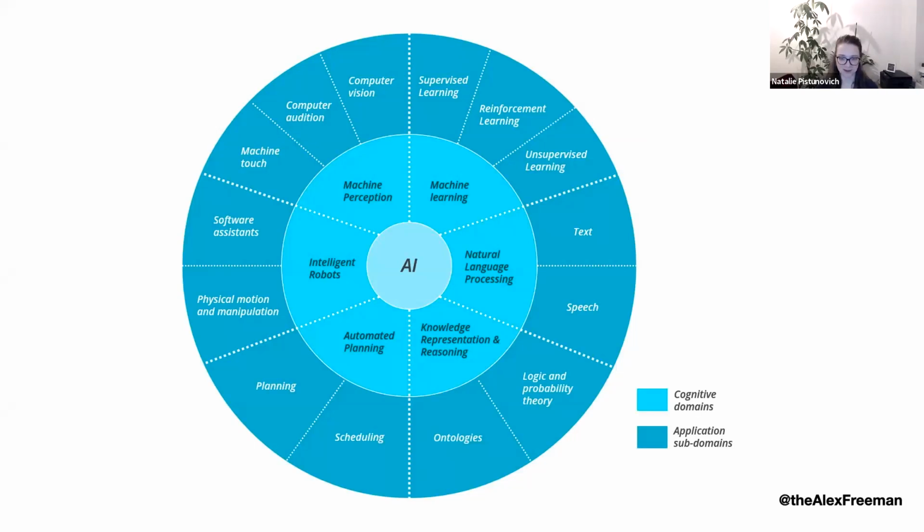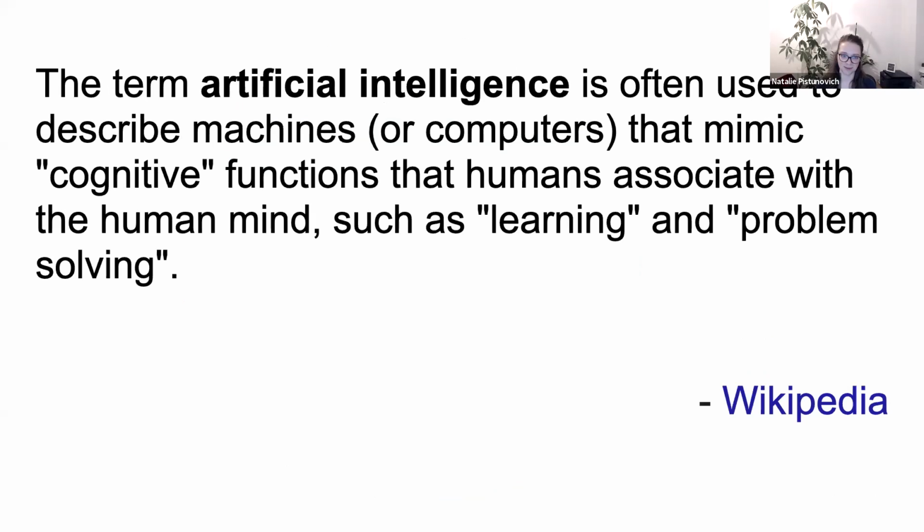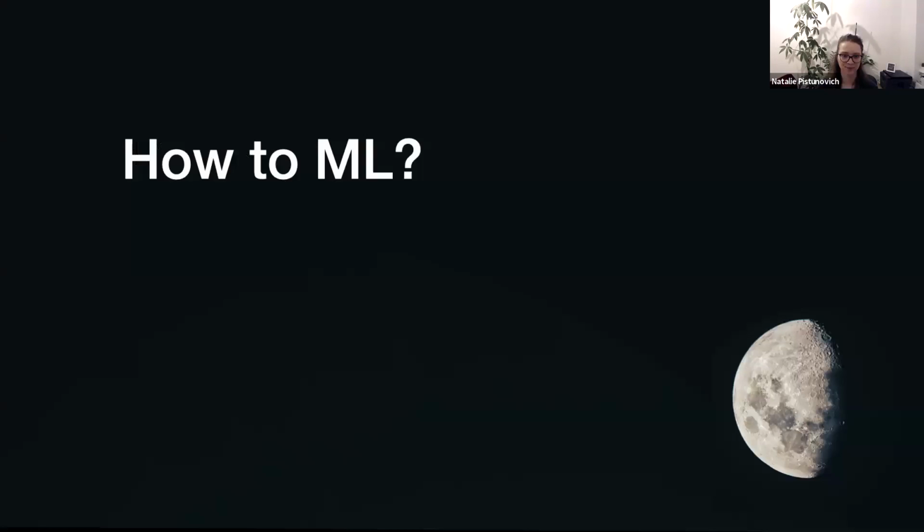I found this very interesting picture on Twitter that explains how machine learning is just a subset of AI, and it comes together with things like NLP and speech to text and text to speech and the scheduling and planning and whatnot. And the definition can be that this is intelligence that is demonstrated by machines, which makes it artificial, unlike our human intelligence, which is natural intelligence. And this is describing how computers mimic cognitive functions like learning and problem solving.